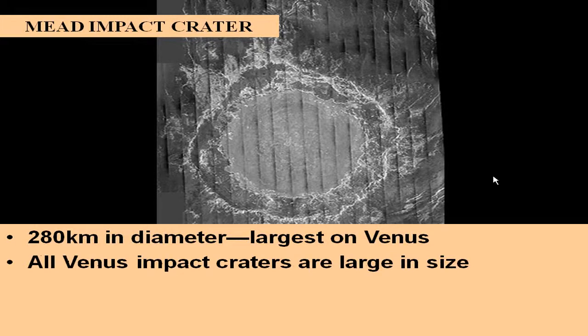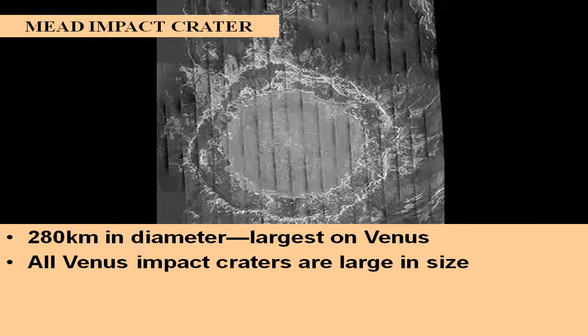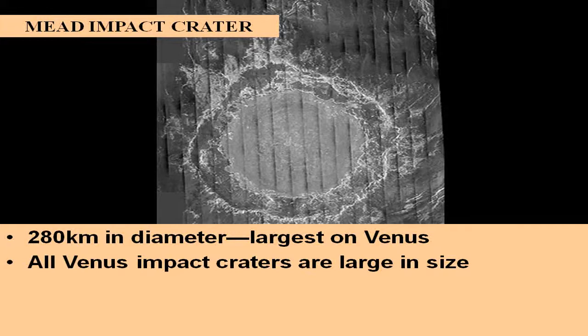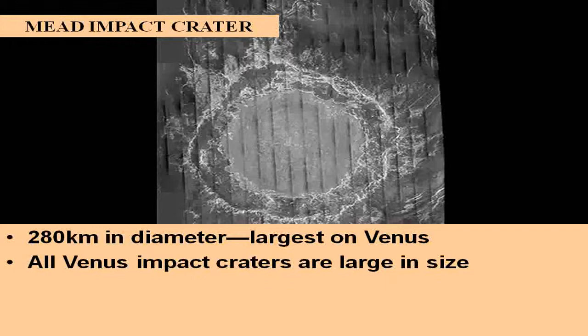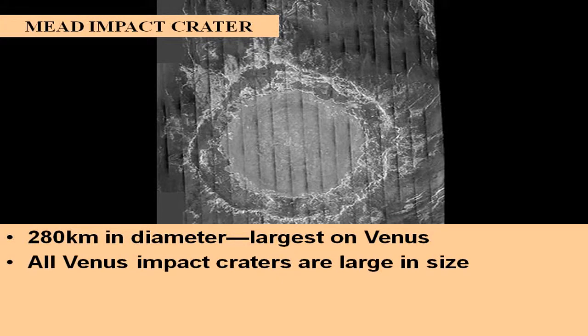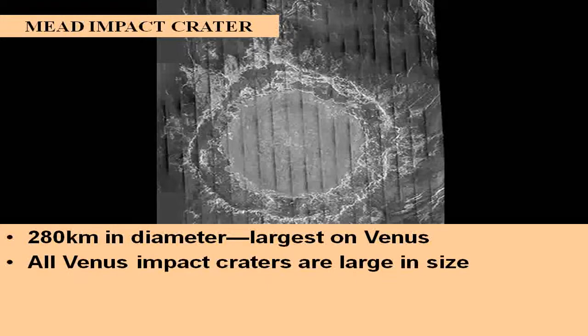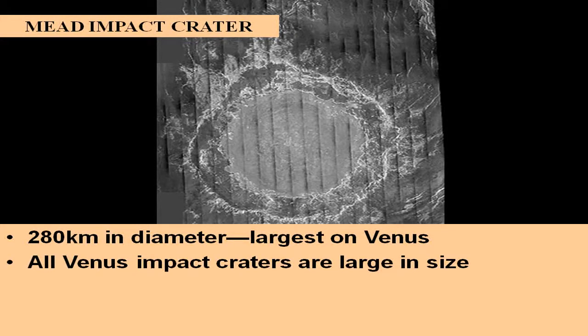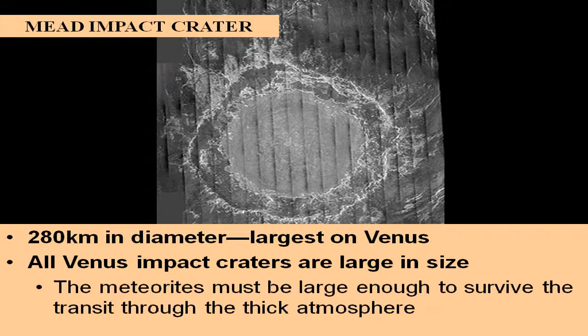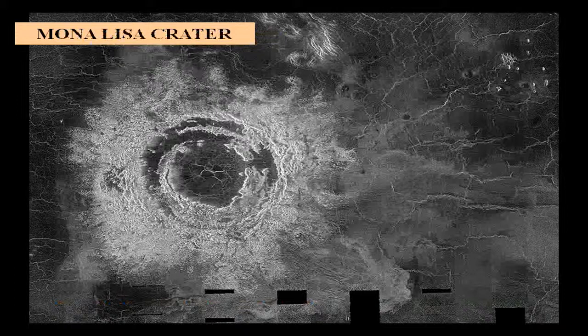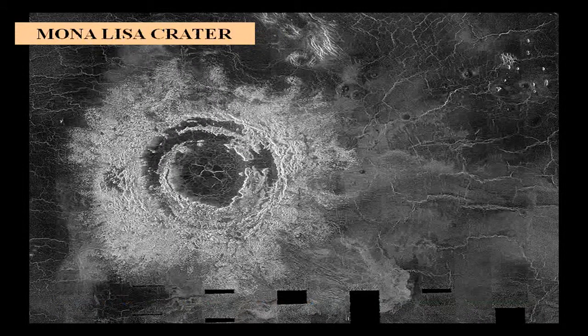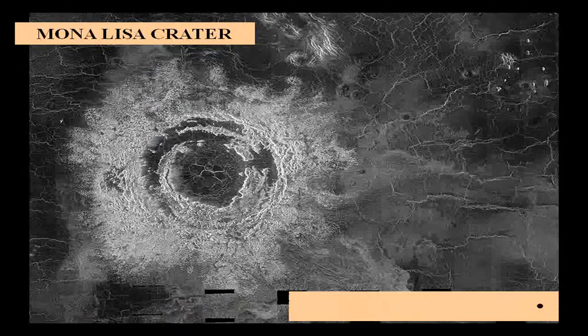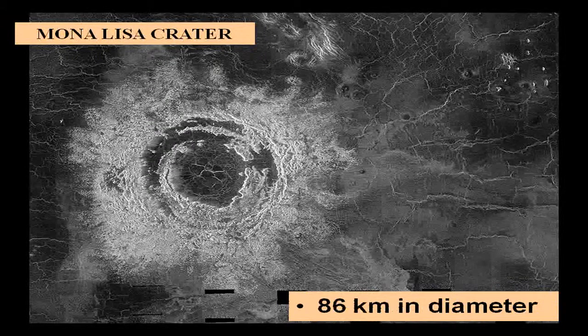All Venus impact craters are large. This is because, in order to survive 90 atmospheres of pressure and this thick atmosphere, an object has to be large to begin with. Small meteorites coming in will burn up in the atmosphere and never make it through. Here's the Mona Lisa crater, 86 kilometers in diameter.